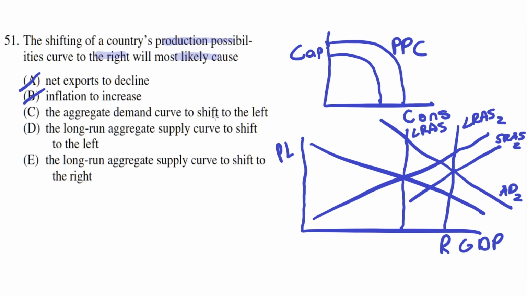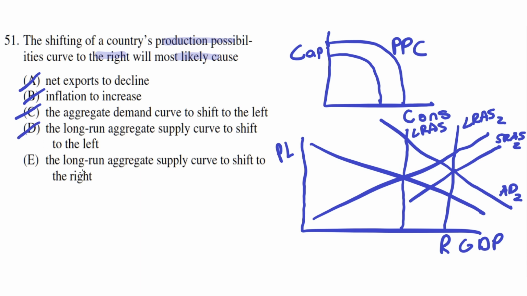Aggregate demand curve shift to the left. This is incorrect because the production possibilities curve shifting to the right influences the long-run aggregate supply curve before it influences the aggregate demand curve, and furthermore, the aggregate demand curve will shift to the right, not to the left. D. The long-run aggregate supply curve to shift to the left. This is incorrect because this doesn't make sense. If the country is able to produce more goods, it would make more sense if the long-run aggregate supply curve, which represents the supply of the country in the long run, would shift to the right, meaning that they'd be able to produce more goods rather than less.